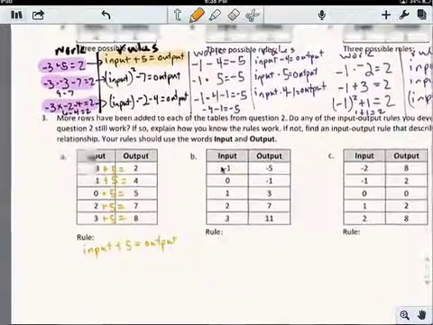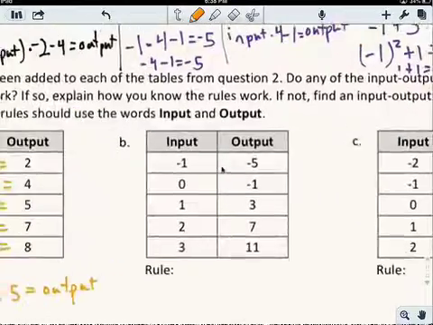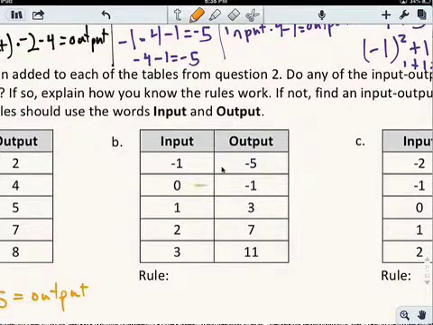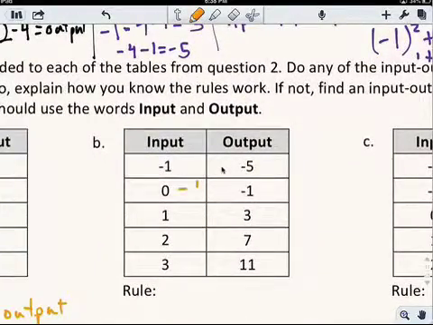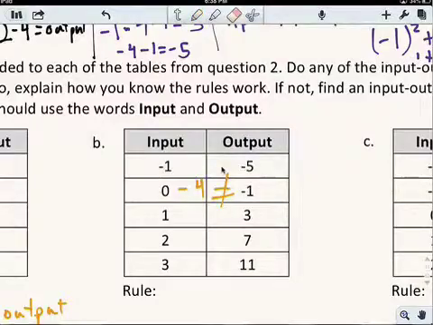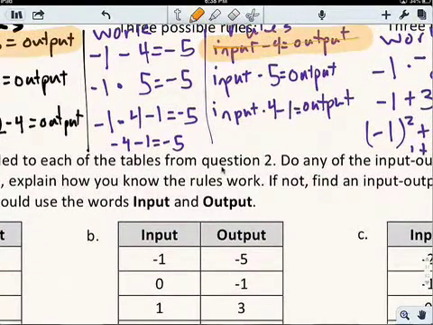All right, so let's try this rule. Input minus 4 equals output. So I know it works for negative 1 and negative 5. I'll try 0. Whoops. 0 minus 4 does not equal negative 1, so that can't be the rule. So I'm gonna put a line through this one here. So that can't be the rule. Let's try the next one.